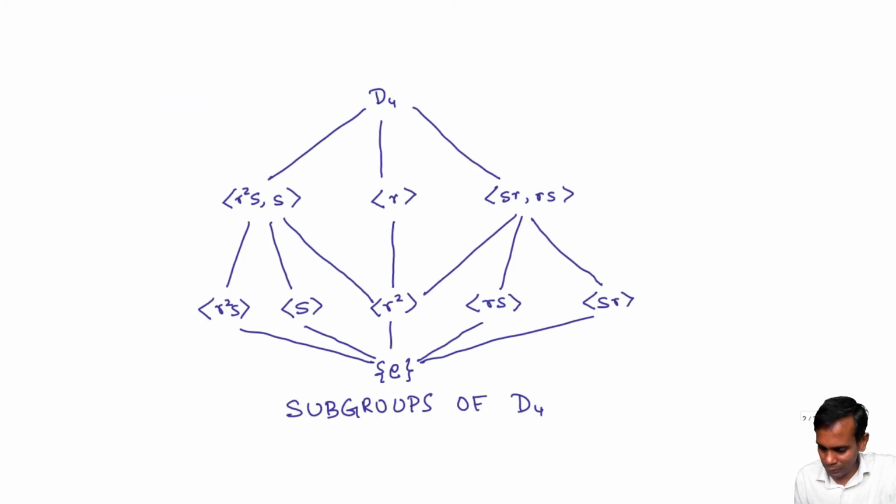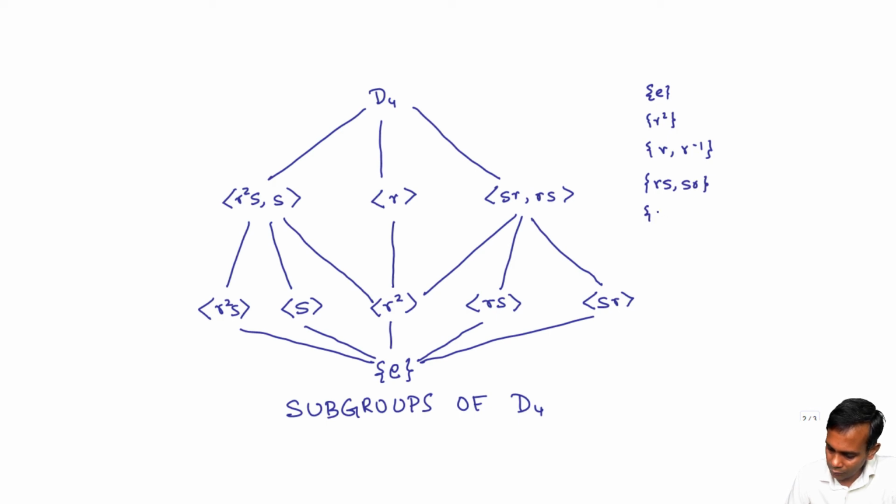Okay, so to see which are normal and which are not, we need to combine our understanding of conjugacy classes and subgroups. So remember, what are the conjugacy classes in D4? There's the class of the identity, the class of R squared, the class of R and R inverse, the class of RS and SR, and finally the class of S and R squared S. So these are 5 conjugacy classes, and a subgroup is normal if and only if it is a union of conjugacy classes.